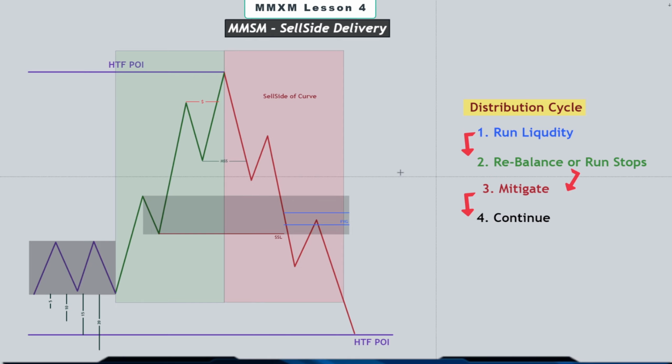It will mitigate. It will mitigate for the first stage inside of that breaker block. For the second stage, it will mitigate inside of the distribution block, and then it will continue from the first stage. It will continue for the second stage of the sell side liquidity, and from the second stage it will continue to our higher time frame point of interest and below the initial consolidation low.